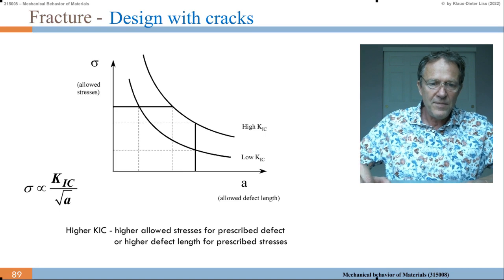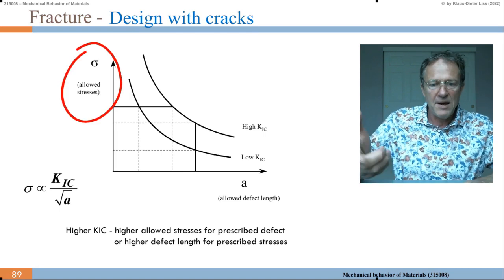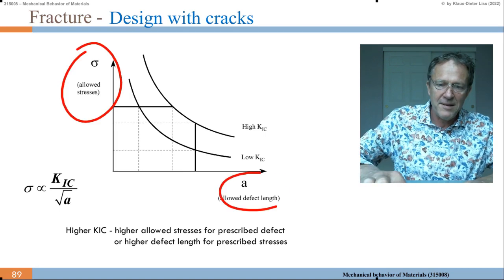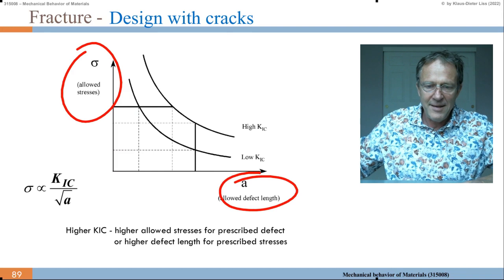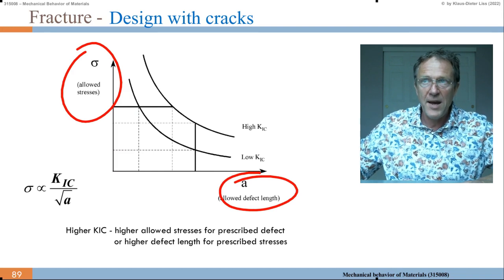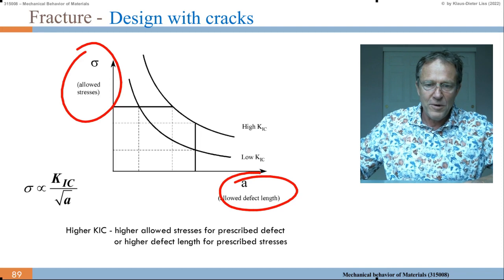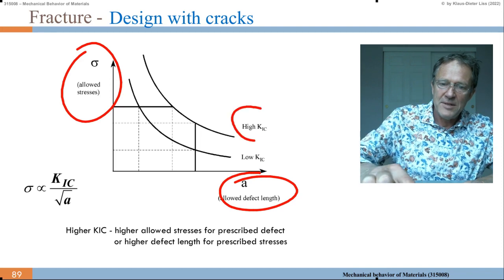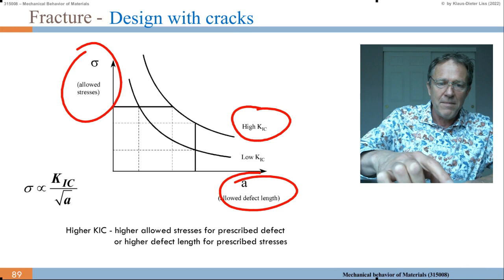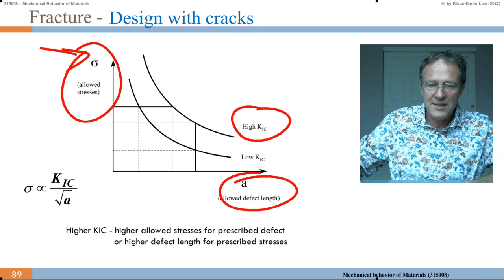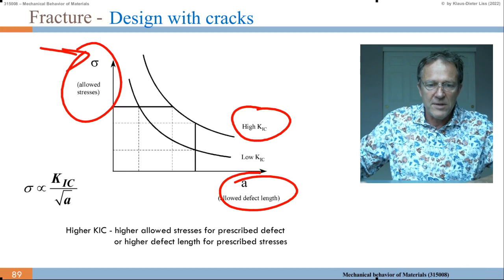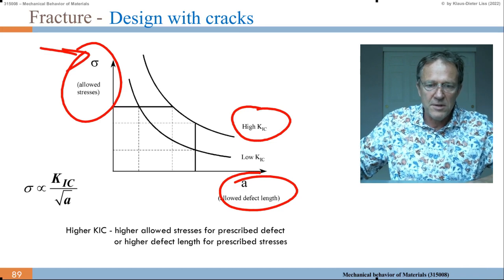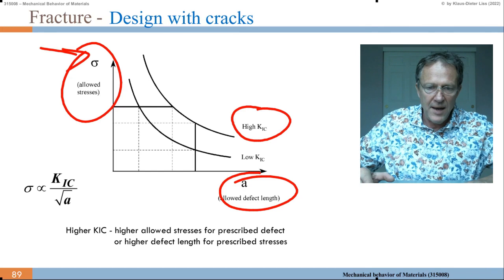So here, the allowed stresses, we can plot that, of course, if we have the length here, the allowed defect length, which can be a crack, can be a soft inclusion. And then, of course, with the high K1C, we can allow higher stresses than with a low K1C. So this curve is the 1 over square root pi a.